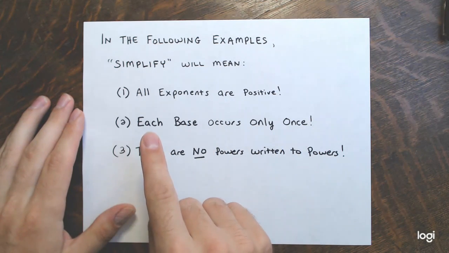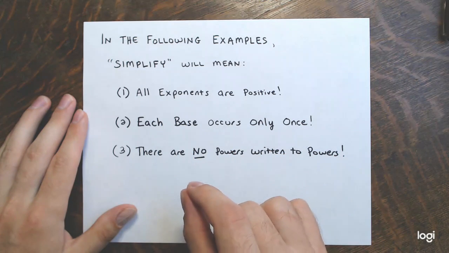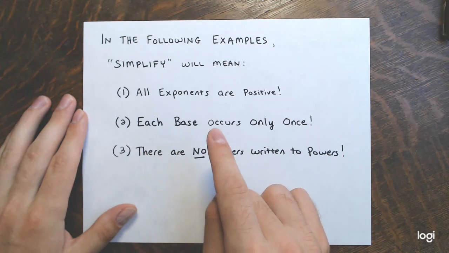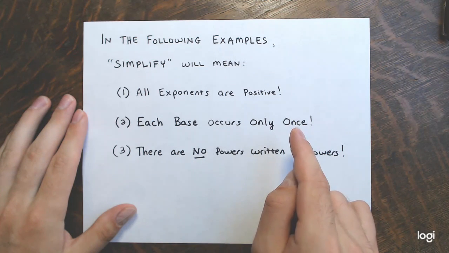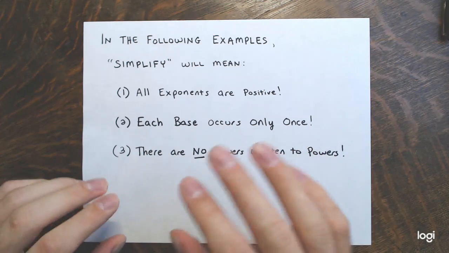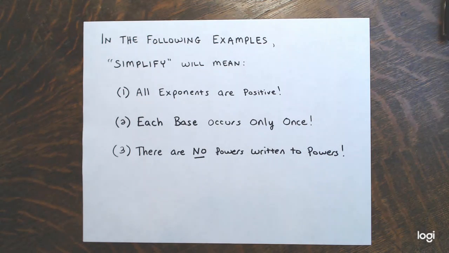Number two, each base. Remember there's a base and an exponent. The number being raised to the power is called the base. Each base occurs only once. So I'm not going to have an x squared in one part and an x to the third in another part. We're going to put those together and get every base occurring only one time.